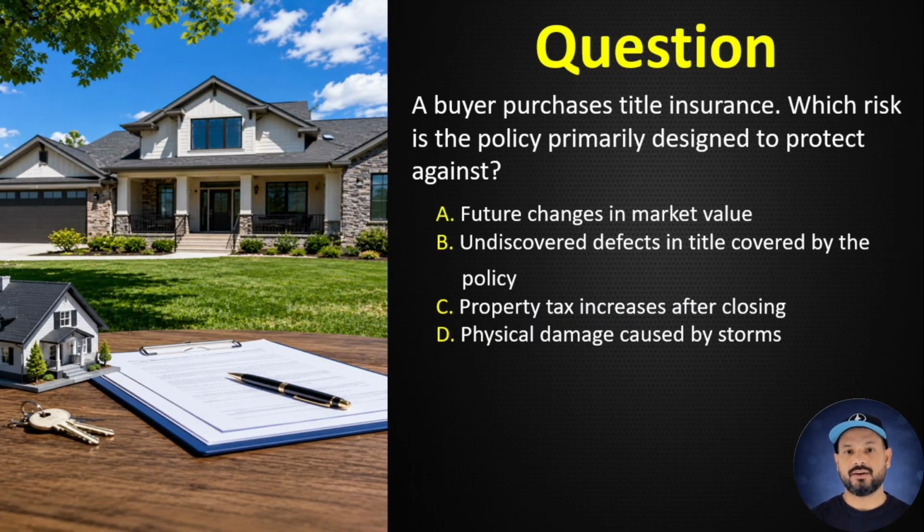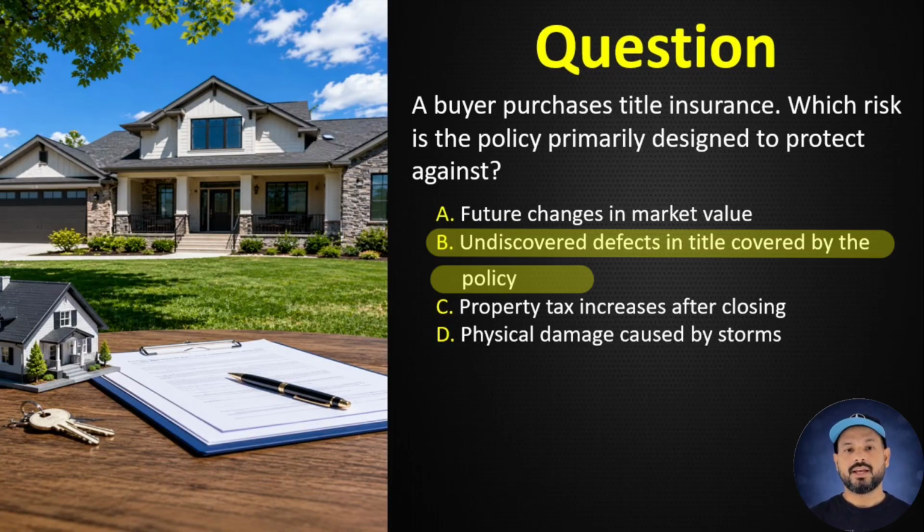Question number 45. A buyer purchases title insurance. Which risk is the policy primarily designed to protect against? A. Future changes in market value. B. Undiscovered defects in title covered by the policy. C. Property tax increases after closing. D. Physical damage caused by storms. Correct answer, B. Undiscovered defects in title covered by the policy. Title insurance protects against covered title defects that exist as of the policy date.